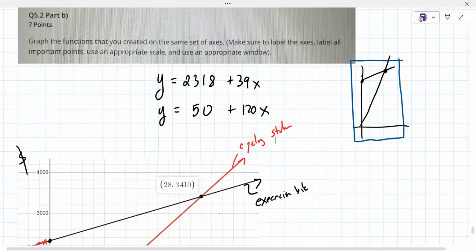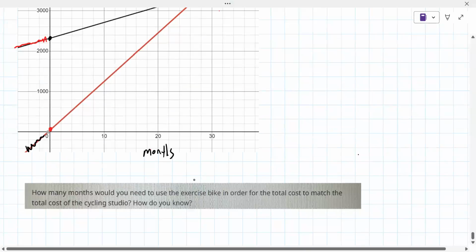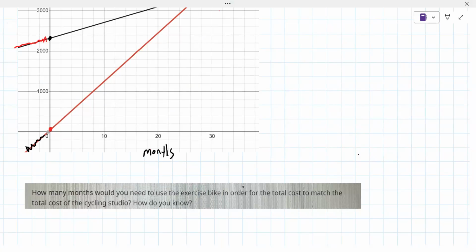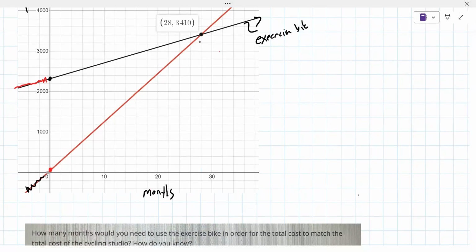So let's get back to your question here at the end. They're asking you, how many months would you need to use the exercise bike in order for the total cost to match the total cost of the cycling studio? I mean, this is like a legitimate thing. People think, oh, I'm going to buy an exercise bike, I'm going to use it every day, or I'm going to get a gym membership, I'm going to go every month. You've got a higher initial cost on the bike, but it's cheaper in the long run because you're not paying as much for the gym membership. But in the short run, it's better to have the gym membership. So that's why gym memberships are so popular, because people get them and then they don't use them.